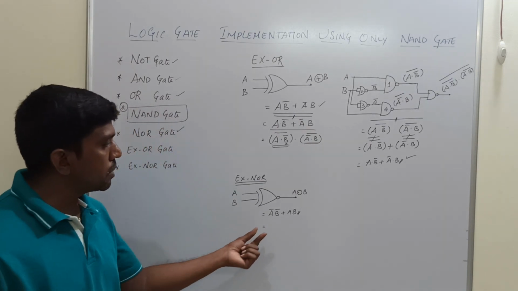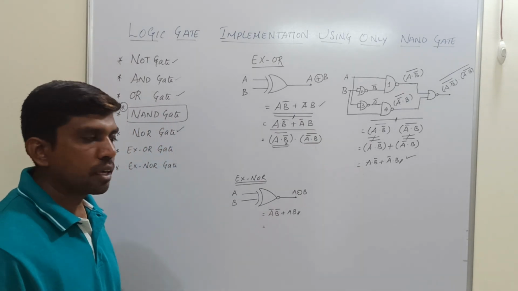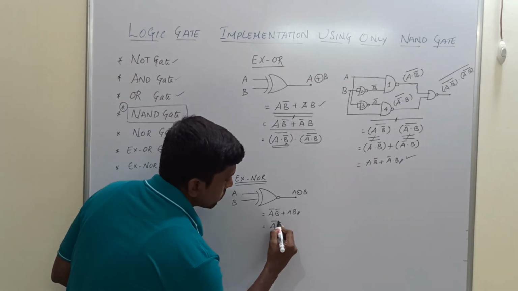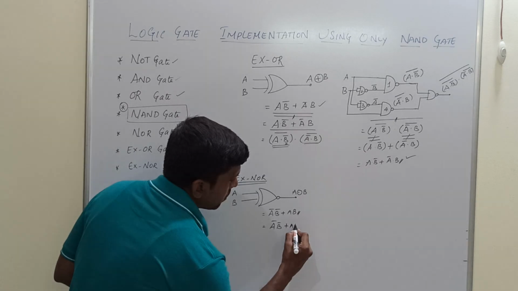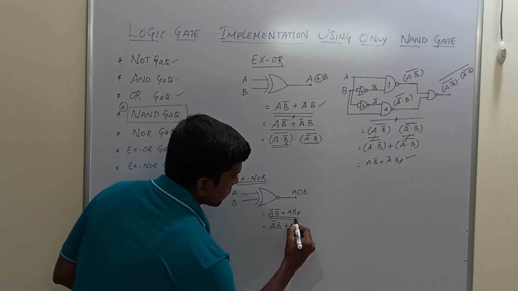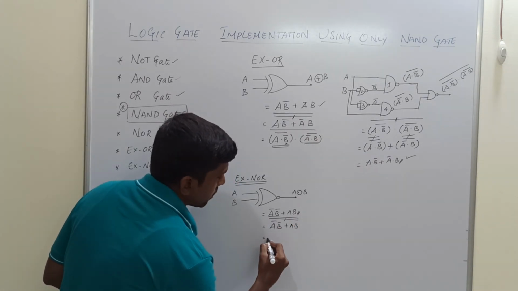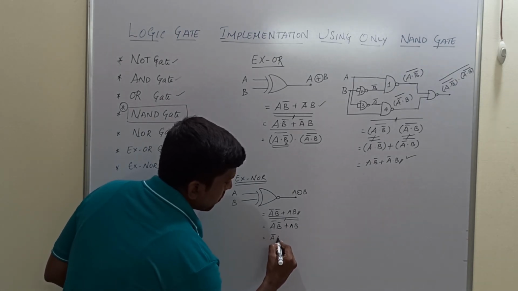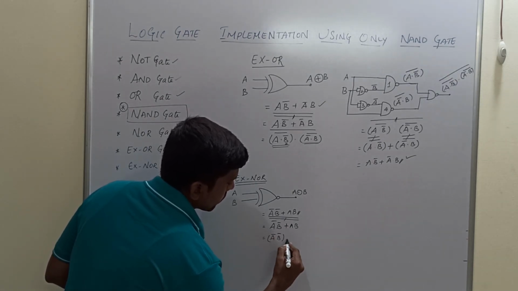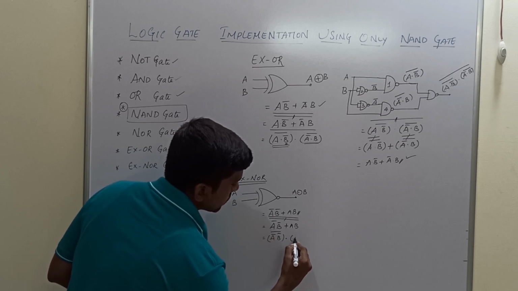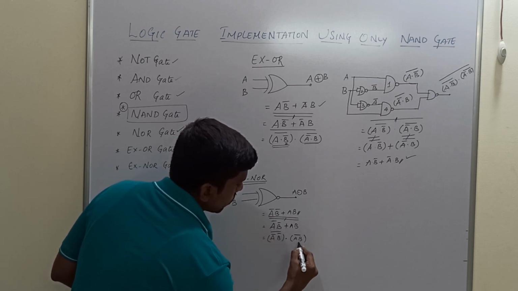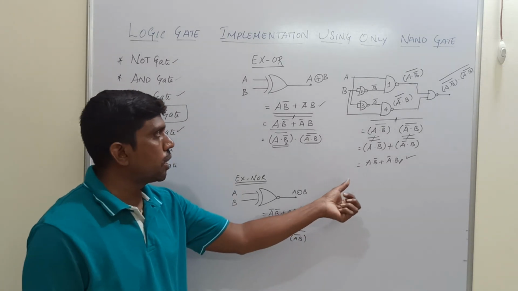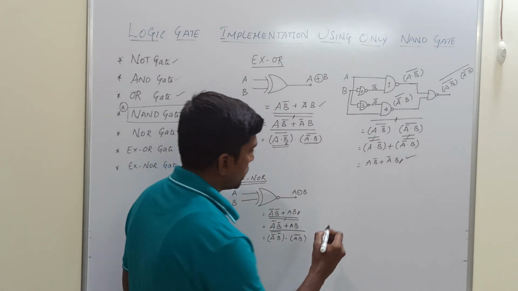So first I convert this expression in terms of NAND logic. For that purpose I am taking a double bar: A bar B bar plus AB, double bar. Apply De Morgan's theorem. So break the bar, change the sign: (A bar B bar the whole bar) dot (AB the whole bar), then whole bar. So using this expression now I am going to draw the NAND logic.